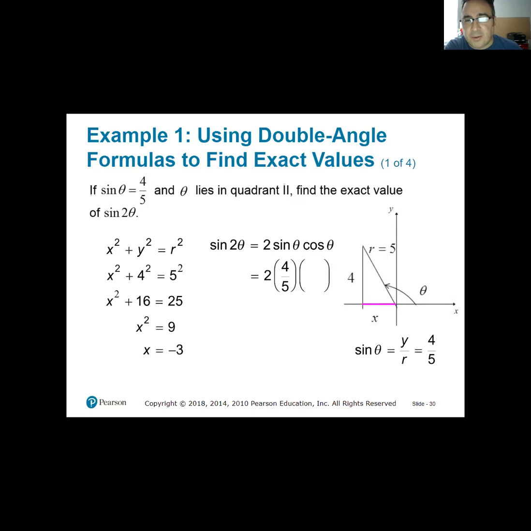Think of it this way. You're going in that direction towards the left. So therefore, it must be negative. Now we can figure out what the cosine of theta is, right? Cosine of theta in terms of x, y, and r would be what? Negative 3 over 5. Very good. It's x over r, which is negative 3 over 5. Good job, Talia.